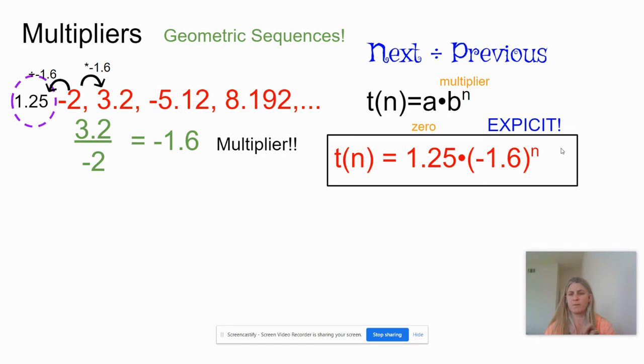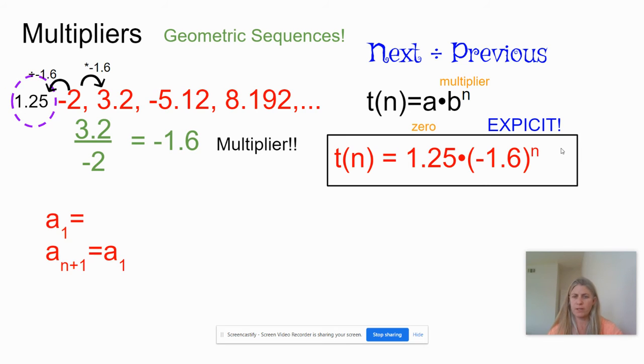So I would do first in my calculator, parentheses -1.6 to the 10th power. I get that answer, and then I'd multiply that by 1.25 because of the order of operations. We need to make sure that we do our exponents before we multiply. We can also take the same information and find the recursive equation.